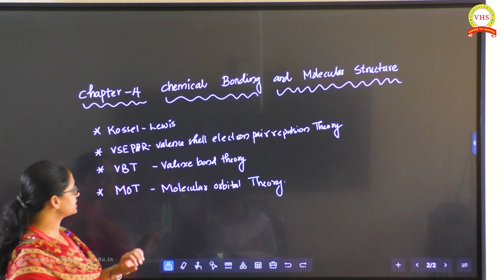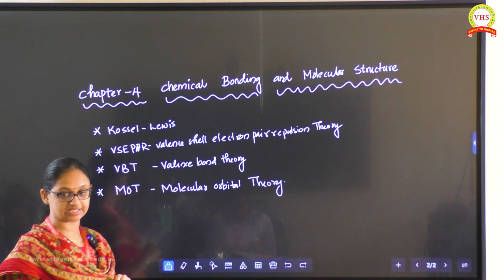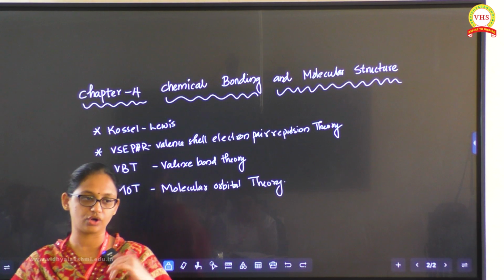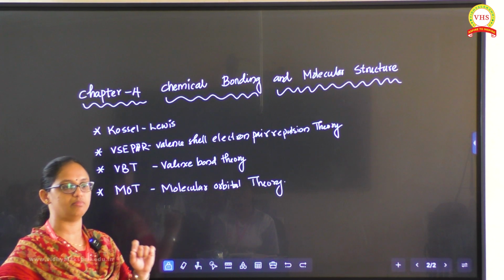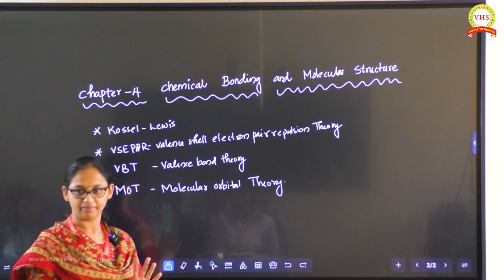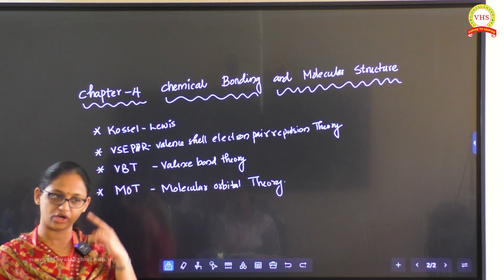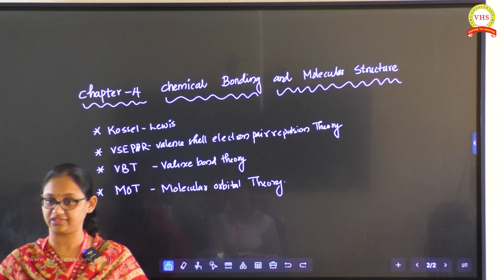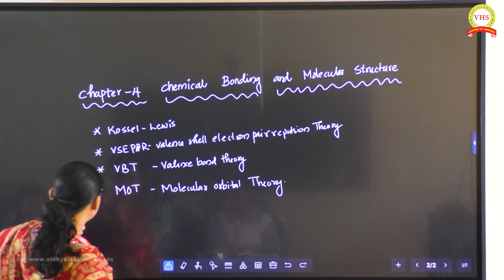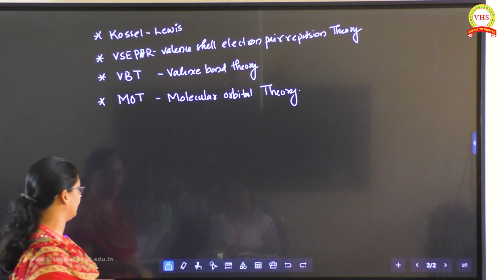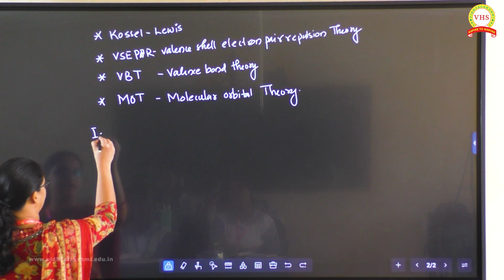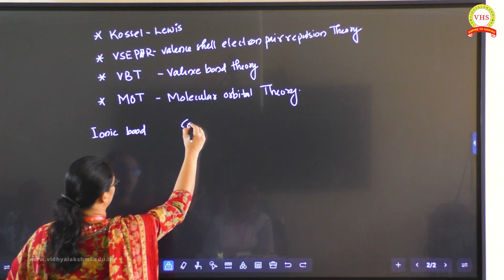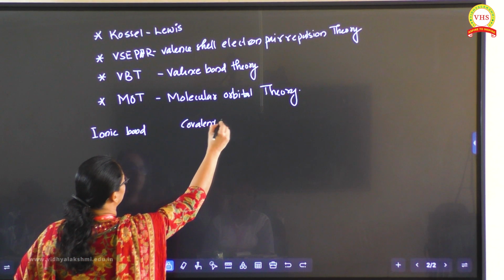The first theory we are going to discuss is the Kossel-Lewis approach. Before that, you have to know what is a chemical bond. You already studied in 10th standard that there are two types of bonds. Which are they? Ionic bond and covalent bond.